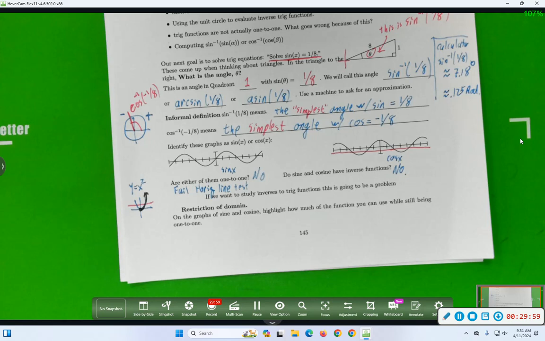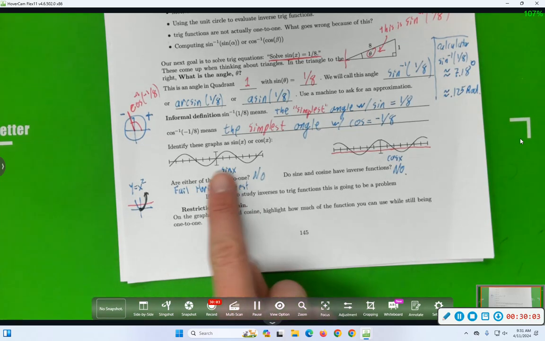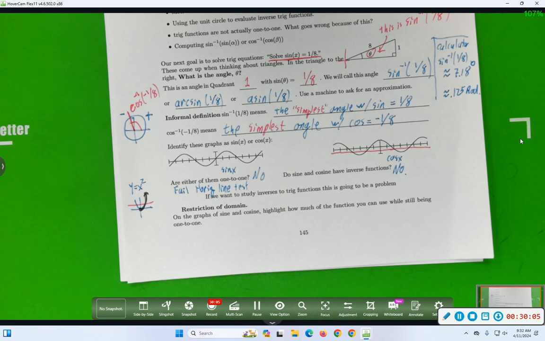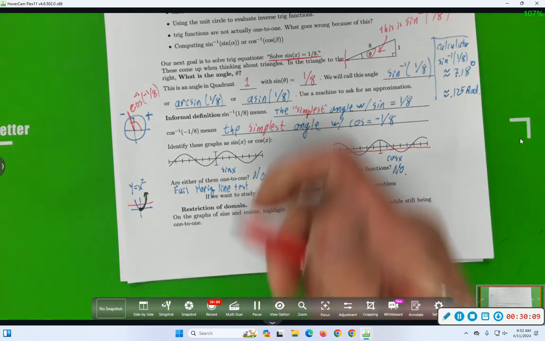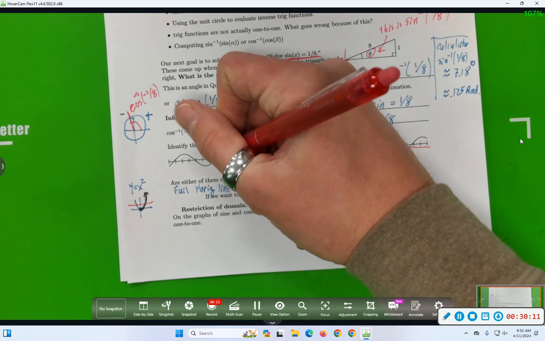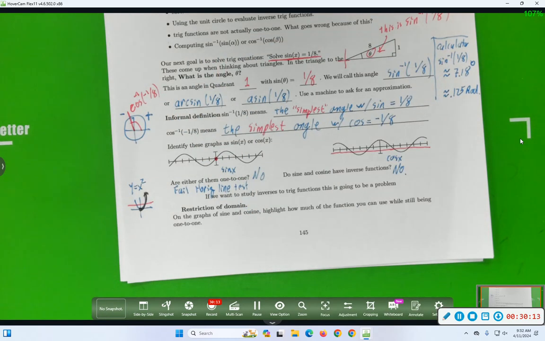So, let's do exactly that. So here's what we'll do. Let's try to figure out how much of these graphs we can use while still having them be one-to-one. So let's start with sine. Let's start at 0 because 0 is a nice thing to include. How far to the right can you go while still having the function be 1 to 1?